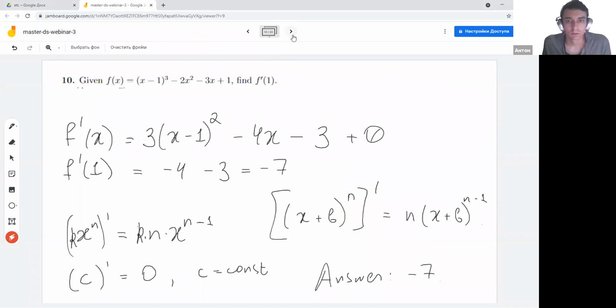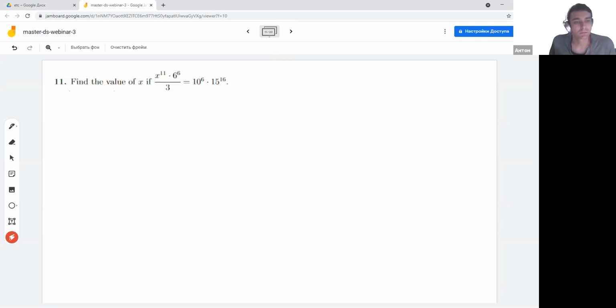Okay, so this was the first 10 problems, and we now move to the next 10 problems. We're given some expression which includes some unknown value, and we are asked to find this value. Well, looks scary, but I think we'll handle it. Let's just rewrite it somehow.